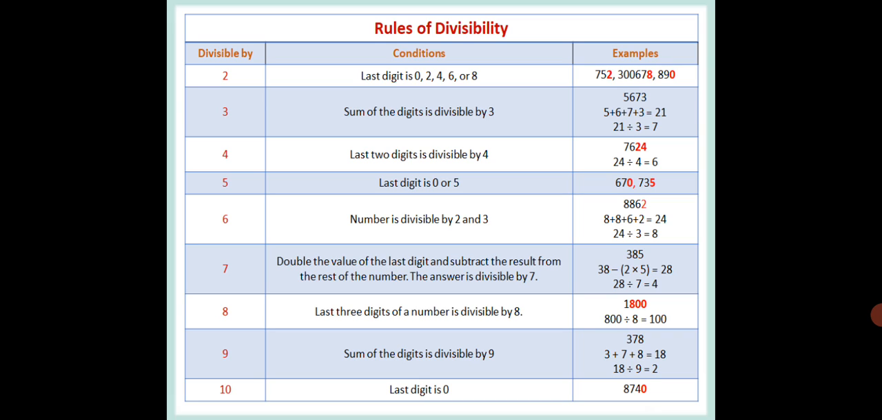Now next rule. If the last 3 digits of a number are divisible by 8, then the whole number will be divisible by 8. Now, divisibility rule for 9. If the sum of the digits of a number is divisible by 9, then the whole number will be divisible by 9.